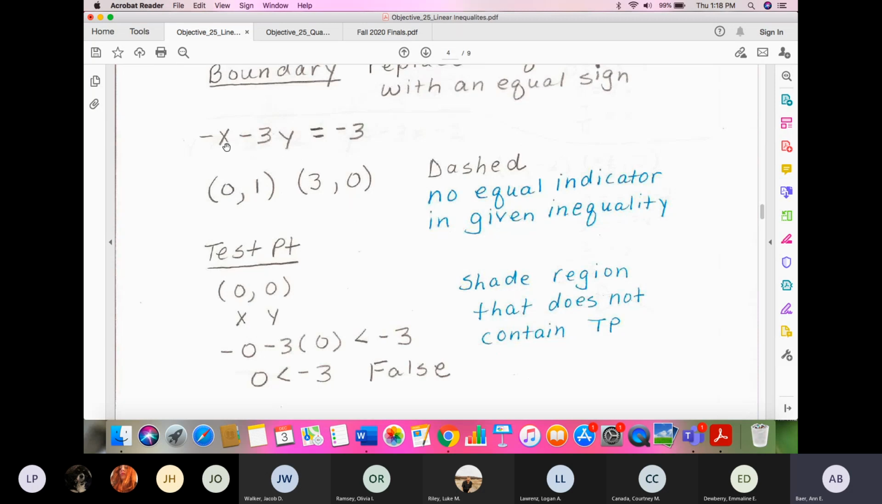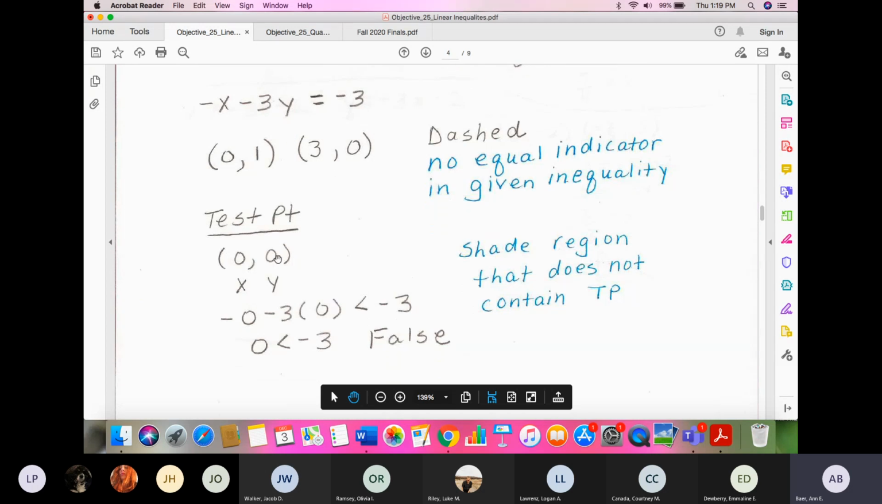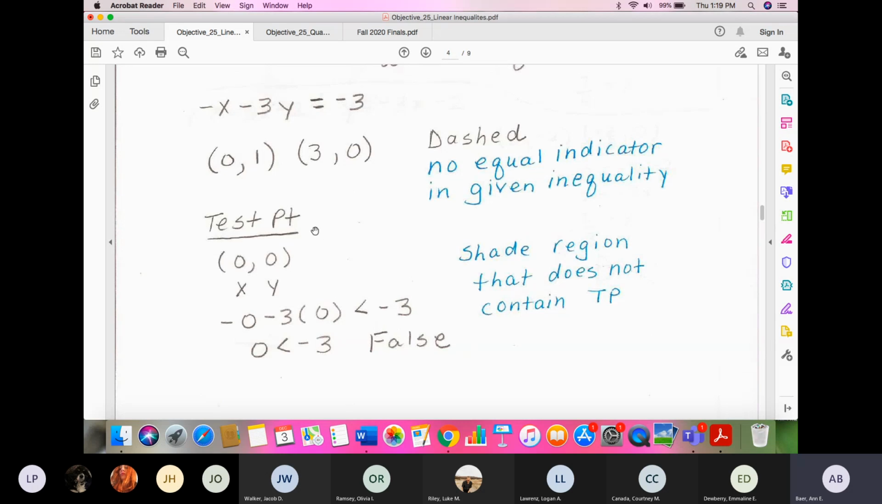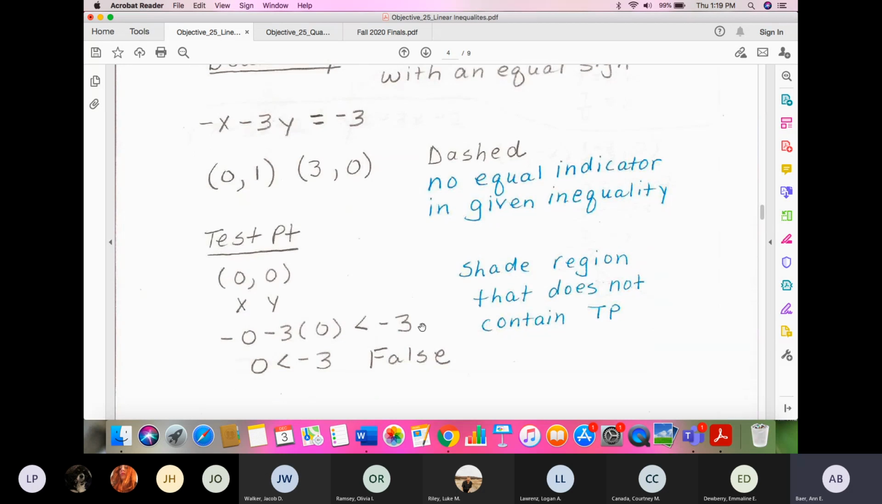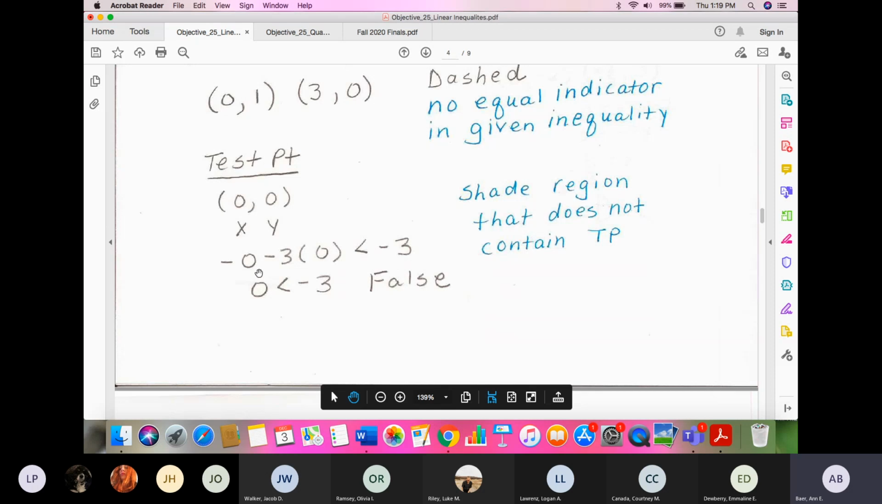If we put in 0 for x, we get -0 minus 3. Here's y, here's our test point, and in our test point, y is 0. So we put in 0, less than -3. On this side, we get -0, which is 0, minus 3 times 0, which is 0. -0 minus 0 is 0, less than -3. That's false.